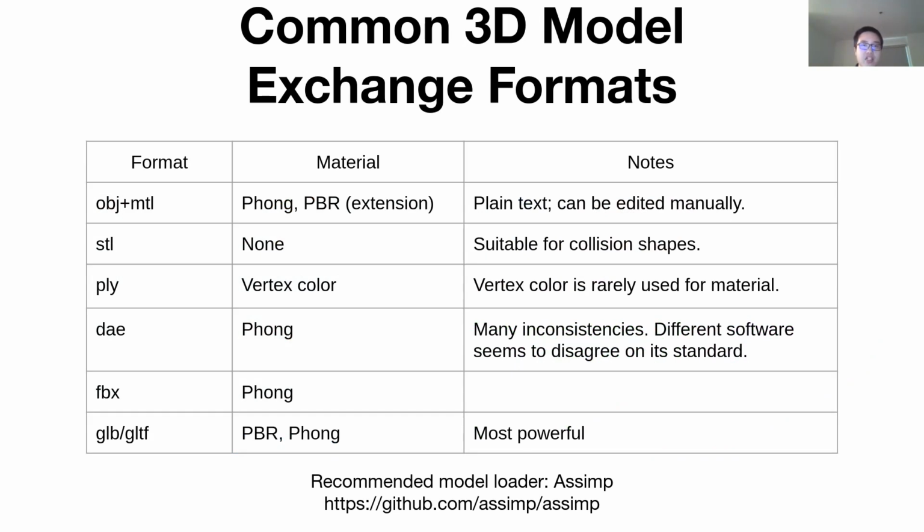Here is a list of the formats supported by most software, so they are called exchange formats. And in general, I recommend using the glTF format to store your models when possible. The OBJ format has bad compatibility because it's stored in plain text. And the STL format is excellent for shapes without material, such as collision shapes.